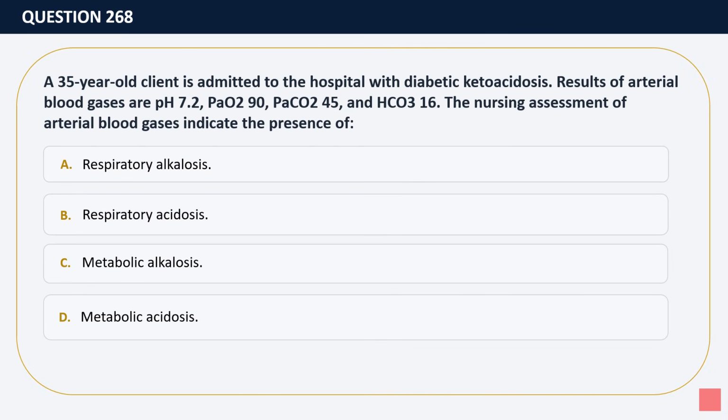Question 268. A 35-year-old client is admitted to the hospital with diabetic ketoacidosis. Results of arterial blood gases are pH 7.2, PaO2 90, PaCO2 45, and HCO3 16. The nursing assessment of arterial blood gases indicates the presence of A. Respiratory alkalosis. B. Respiratory acidosis. C. Metabolic alkalosis. D. Metabolic acidosis.